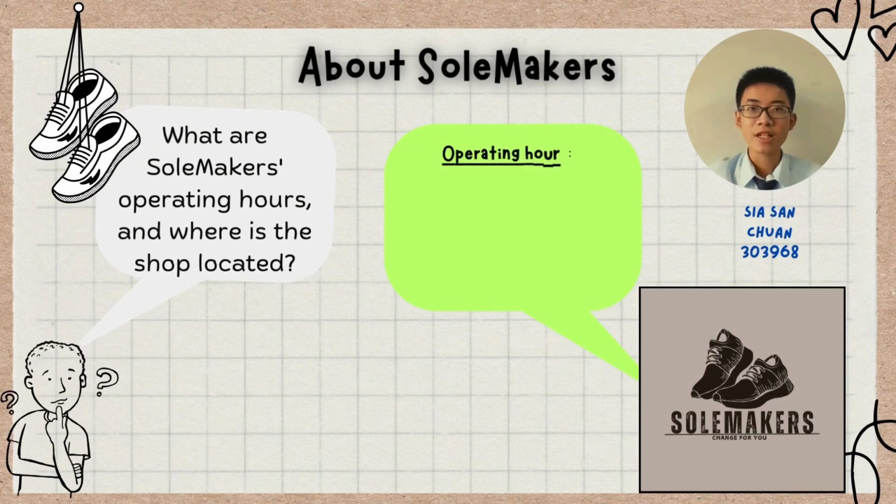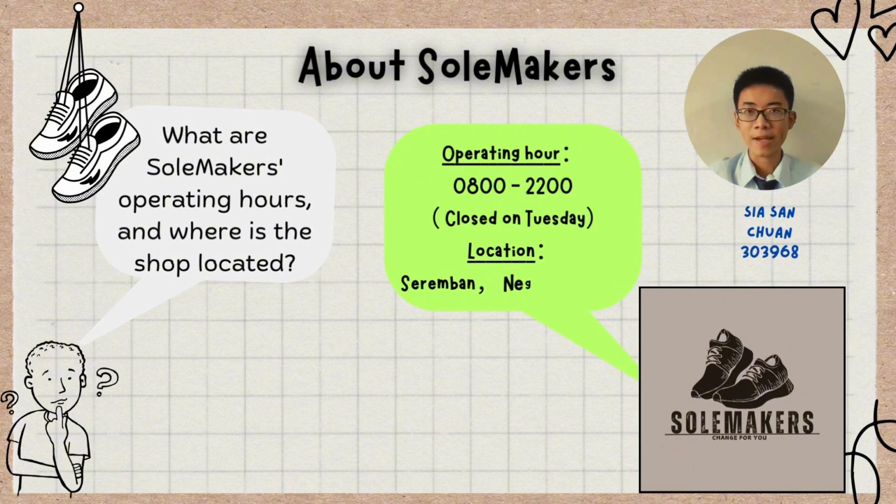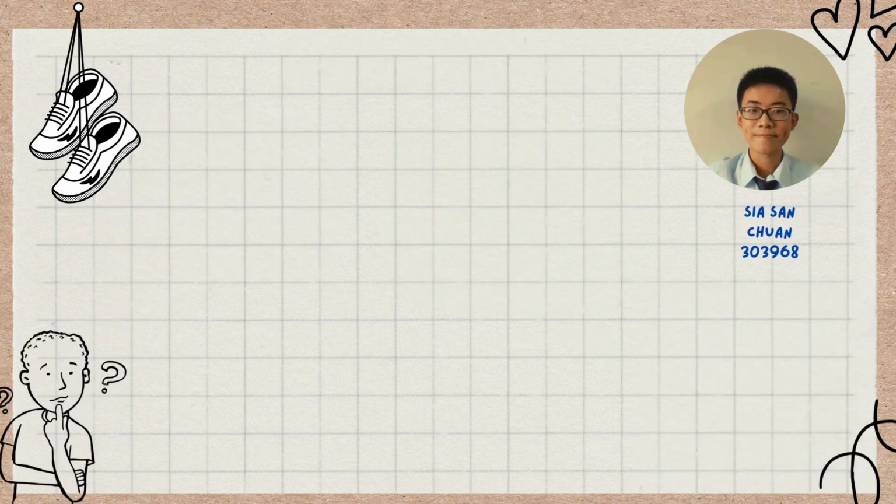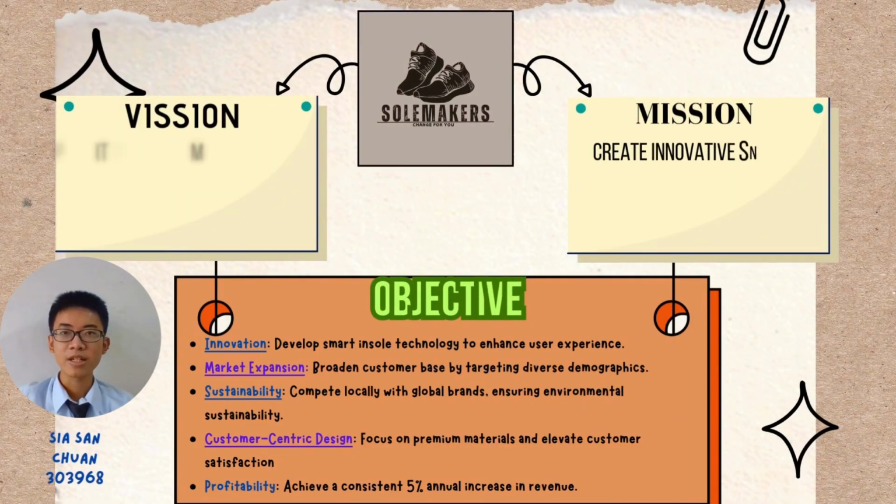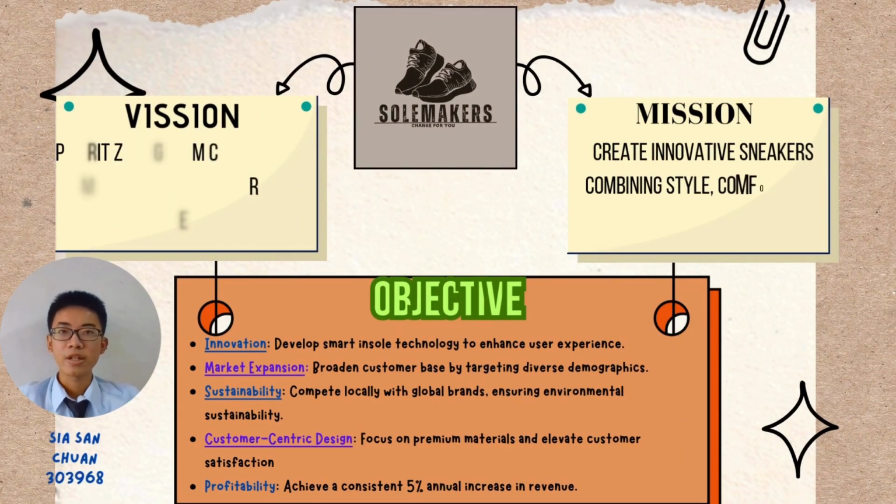Besides, someone might ask about Solemakers' operation hours and the shop location. Solemakers' operation hour is from 8 a.m. to 10 p.m. except on Tuesday, and the shop is located at Seremban, Negeri Sembilan. Due to the lack of shoe stores in the area, this is an opportunity to expand the market. Next, I will discuss Solemakers' vision, mission, and objectives.